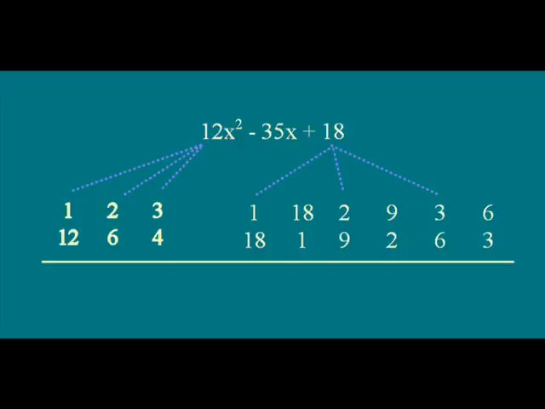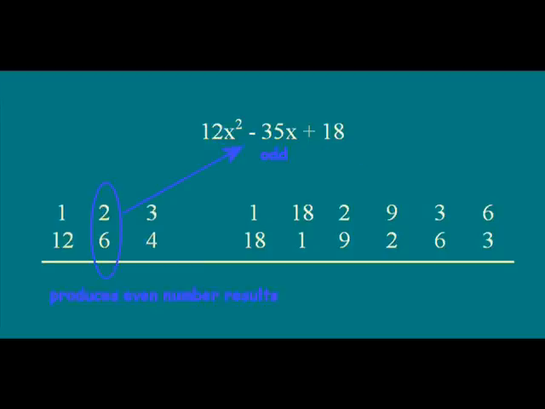However, we can save ourselves some work if you notice that 2 and 6 are both even numbers. Multiplying any number by an even number results in an even number. Adding them also results in an even number. And since the middle coefficient is odd, we don't have to bother with that 2, 6.